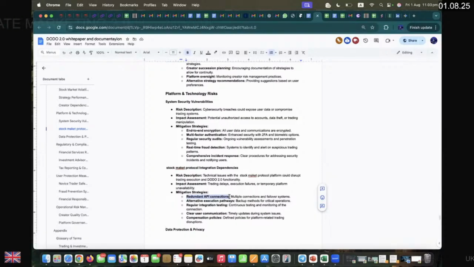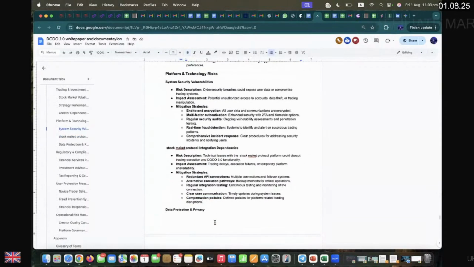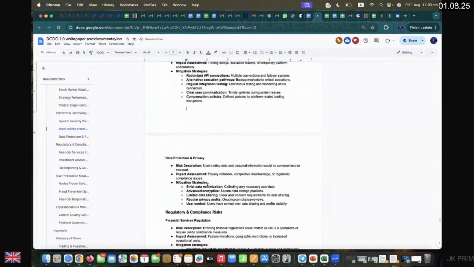Alternative execution pathways, always to reverse engineer with the backup methods for critical operations. Regular integration testing, clear user communication, and compensation policies. Define policies for platform related trading disruptions. If you guys remember, in Dodo 1.0, few users relatively lost some funds and we recovered for them. And at the time when market dropped crazy, Dodo 1.0 saved users also against the market risks.